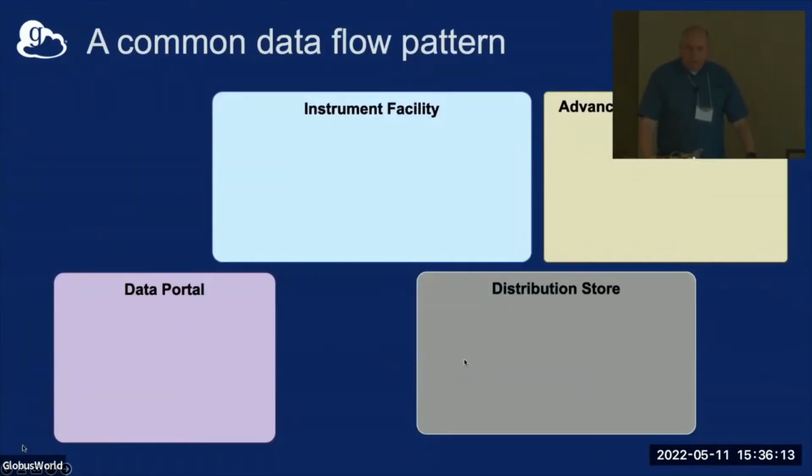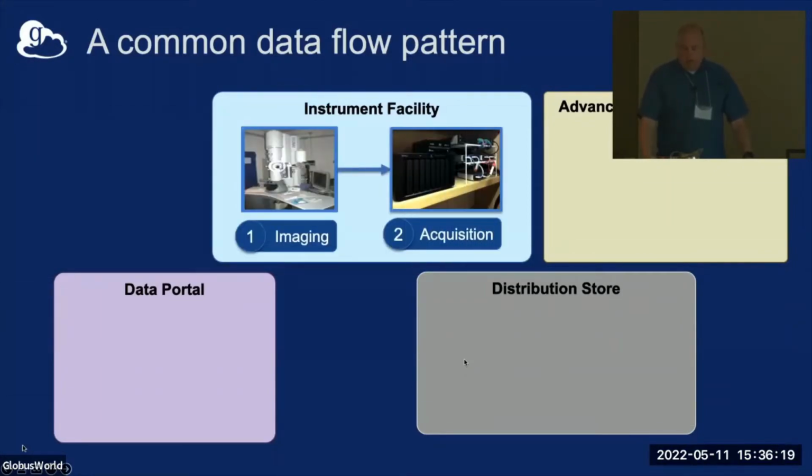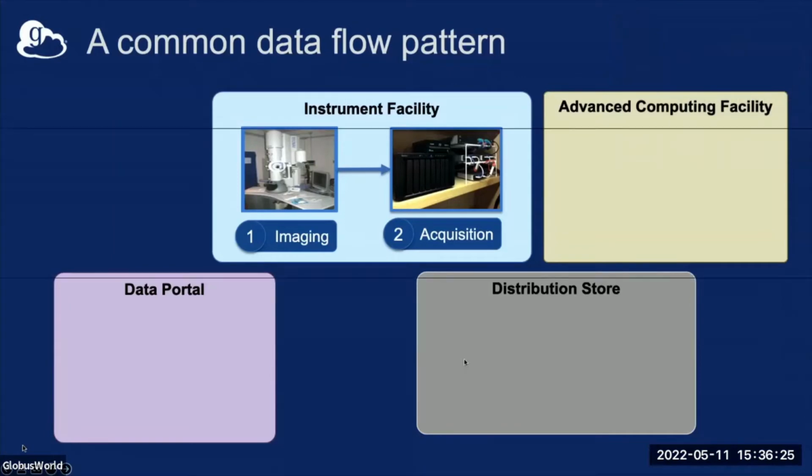So a common data flow pattern that you have when you're working with instruments is, first of all, there's imaging and acquisition. Doesn't necessarily have to be imaging. Sometimes it's just acquisition if it's not a visual thing that you're measuring. But in general, you have to acquire the data and get it physically onto bits onto a disk somewhere.